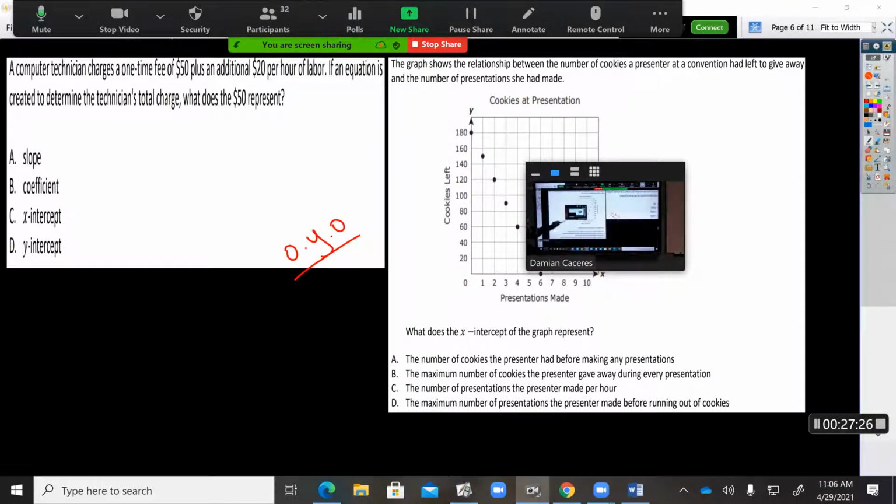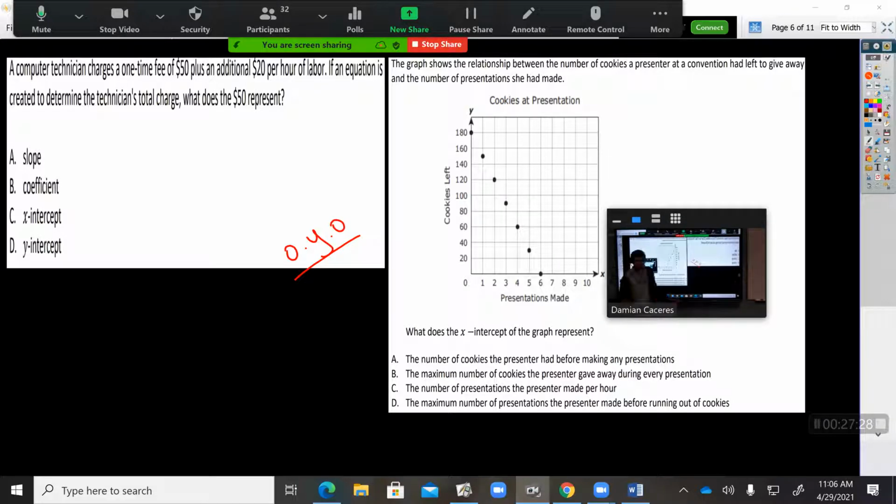So let's review that first question. So here it says one-time fee is 50 bucks. One-time fee is the number with no variable on it, and the number with no variable on it is your y-intercept. The question is, what does 50 represent? All you have to do is select the one that best explains what the 50 represents.